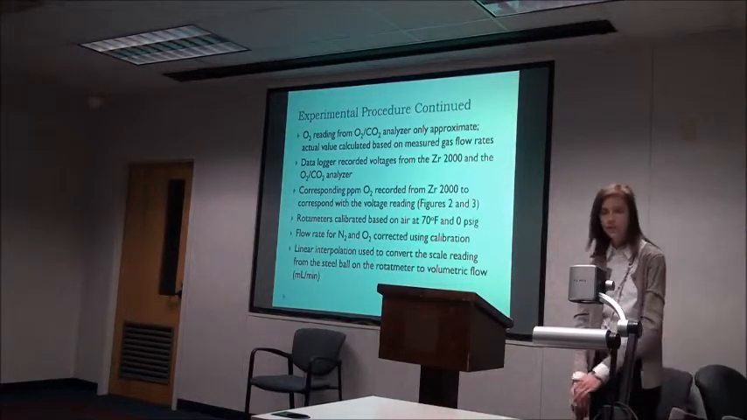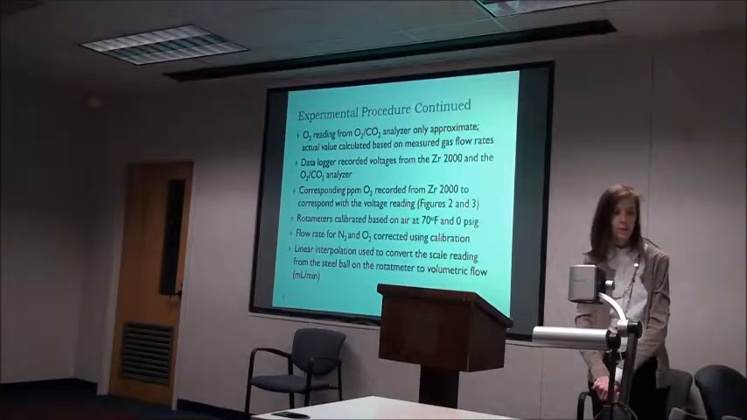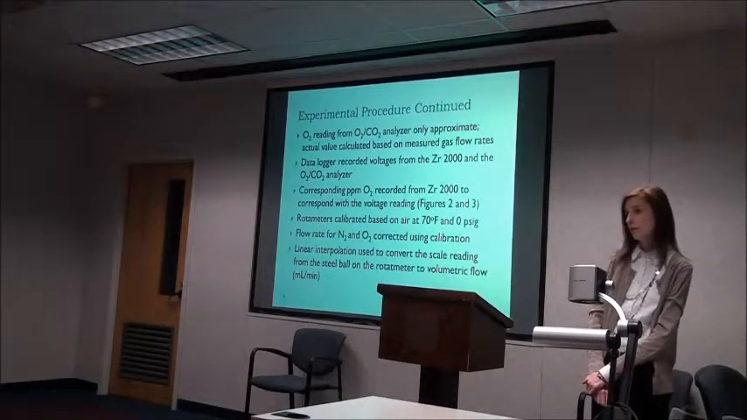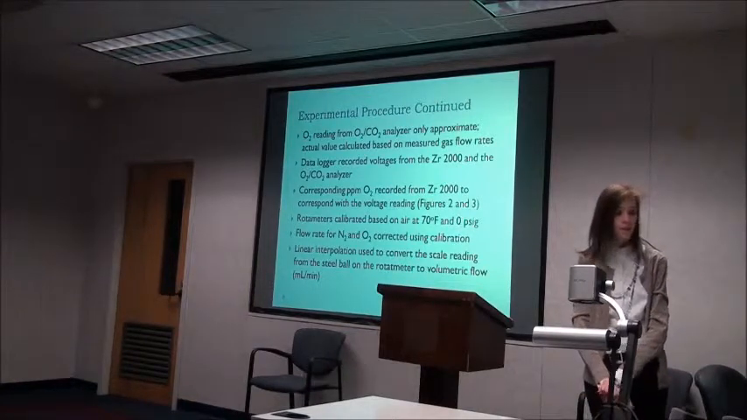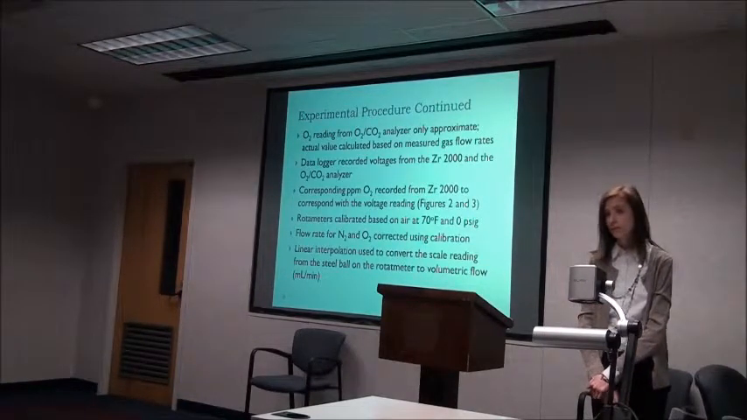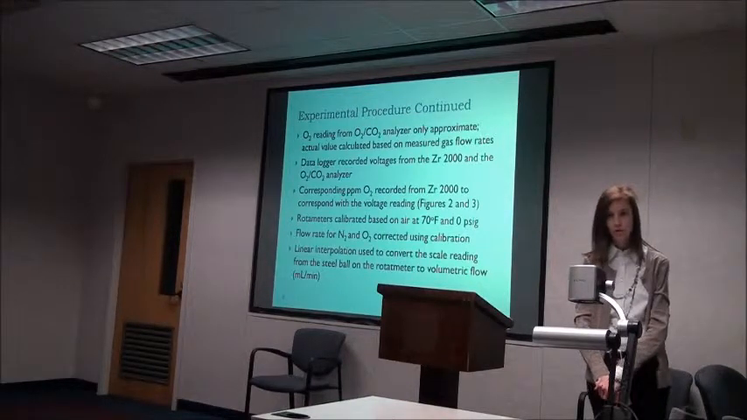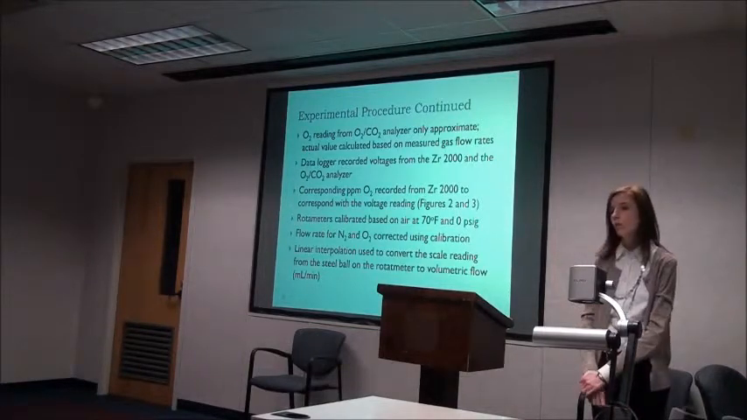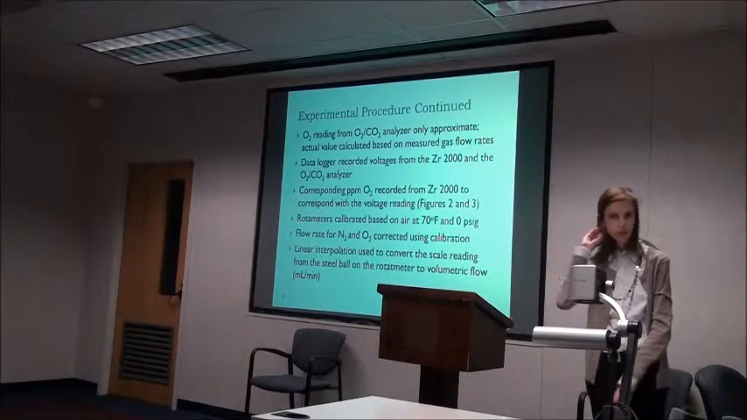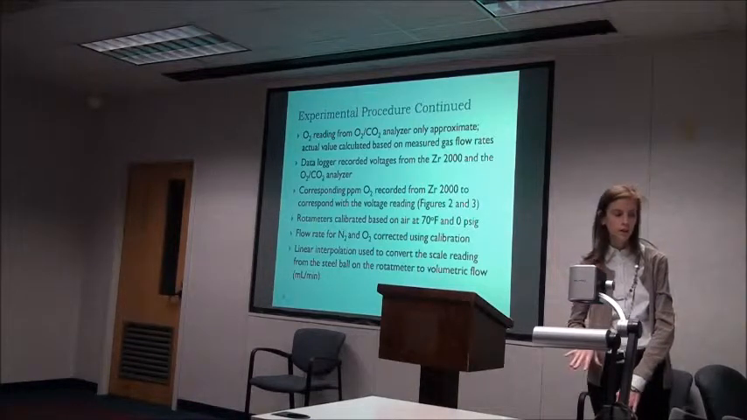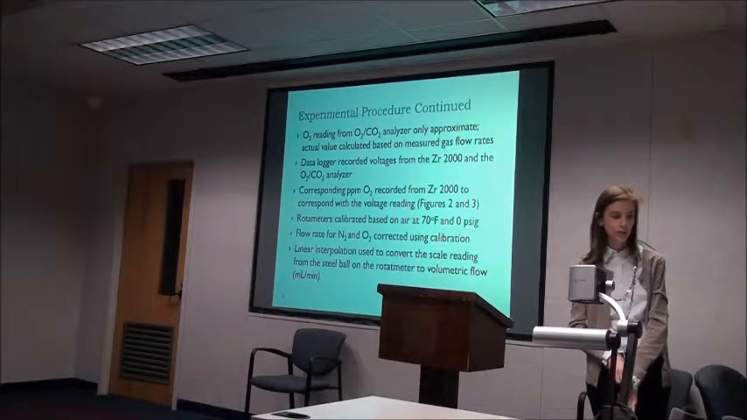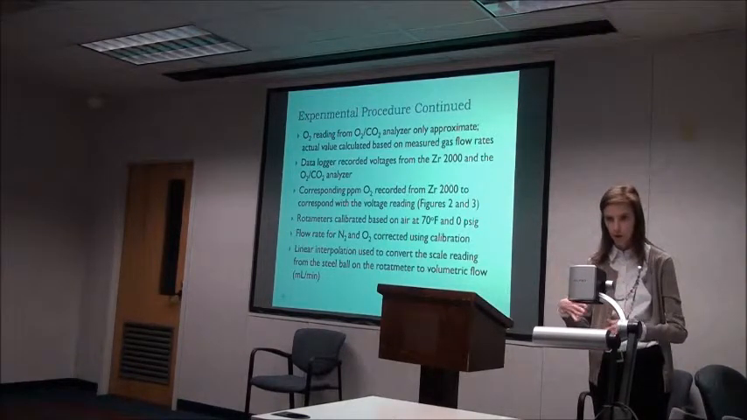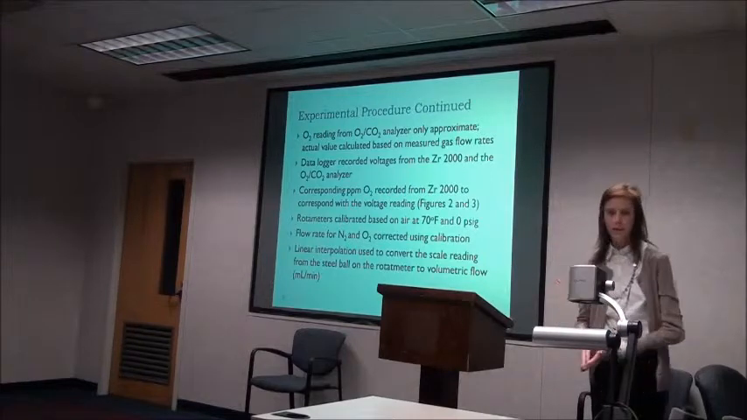So continuing with the procedure, the O2 reading from the analyzer is only approximate, therefore we calculated the actual value based on the measured gas flow rates. The data logger reported the data in volts from the ZR2000 and from the O2 CO2 analyzer, and the corresponding parts per million O2 were hand reported from the ZR2000 at various points. That's shown in figures 2 and 3 to correspond to the voltage reading so that we can have a parts per million corresponding. And I will show that on the next slide.